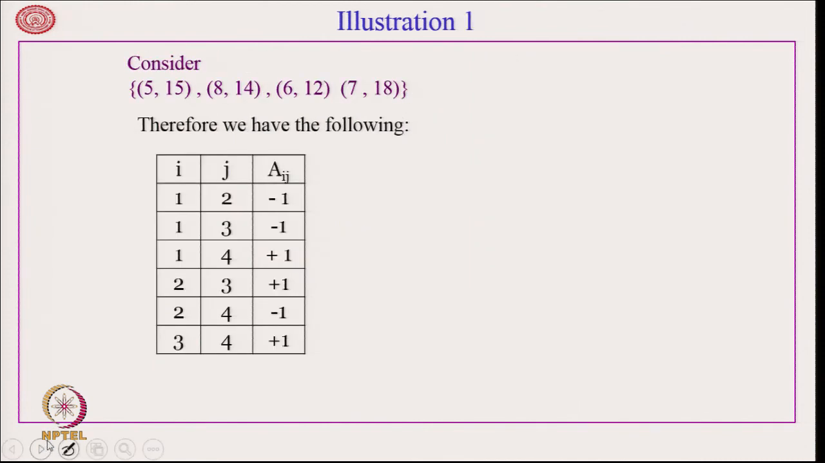Now, let us see a few things. Consider these pairs: 5 15, 8 14, 6 12 and 7 18. Therefore, we have 4 C 2, which is 6, pairs: 1 2, 1 3, 1 4, 2 3, 2 4 and 3 4, and these are the values of aij's.